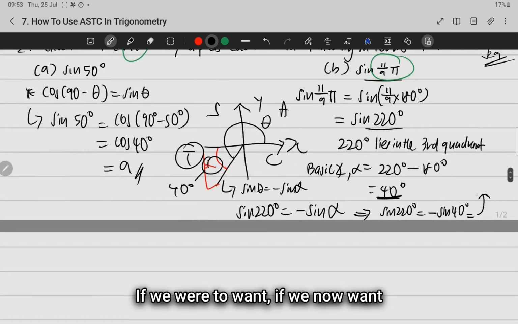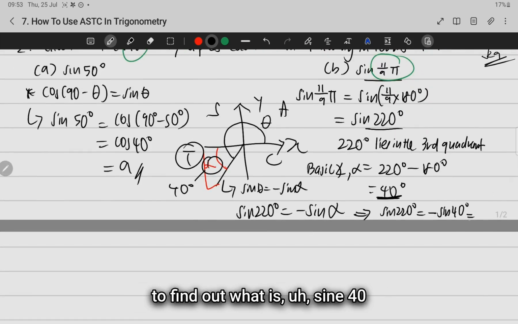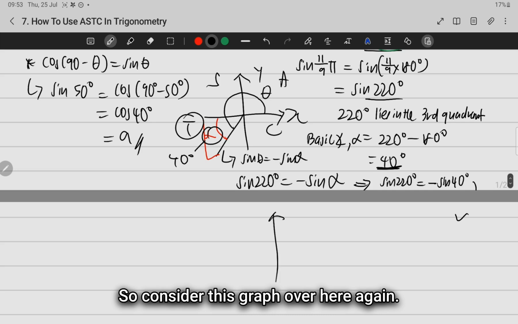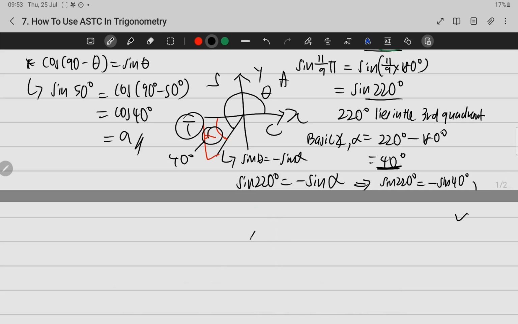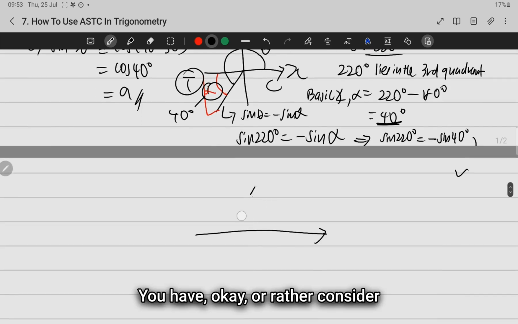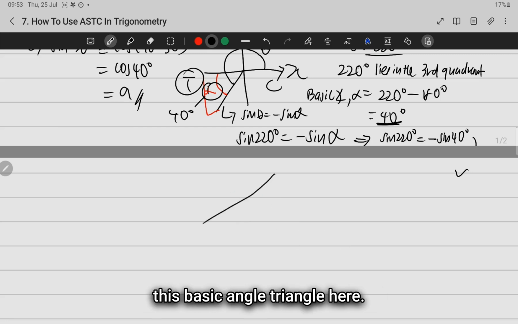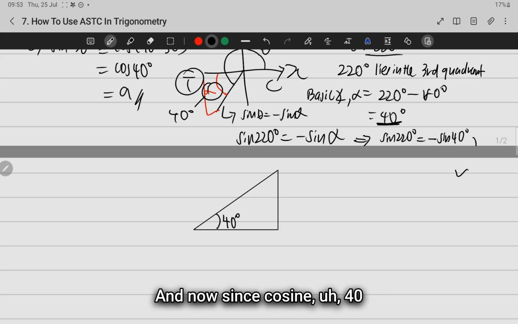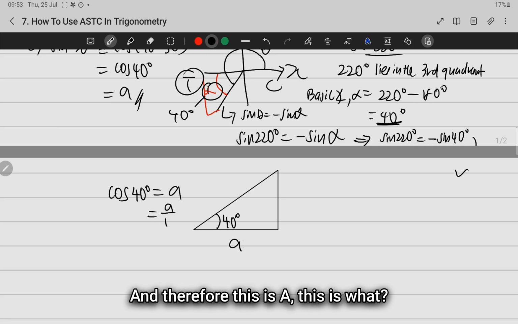If we now want to find out what is sine 40 degrees, we'll just need to look at this. So consider this basic angle triangle over here. So this over here is 40 degrees. And now since cosine 40 degrees equals A, right? That means it's A over 1. And therefore this is A, this is 1.